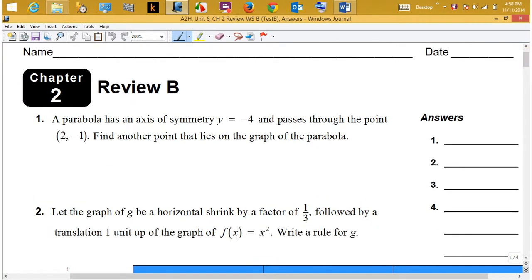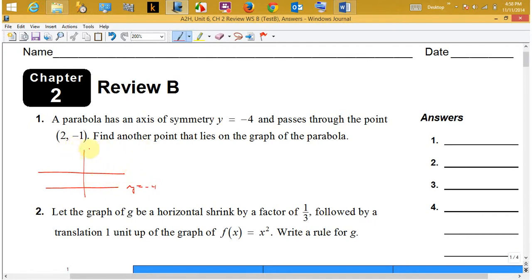First problem. It talks about a parabola having an axis of symmetry y is equal to -4 and passing through the point (2, -1). And we need to find another point that lies on the graph of the parabola. So let's draw a quick diagram, see what we have. It has an axis of symmetry of y = -4. So if that's the axis of symmetry, this parabola is going to be opening left and right.